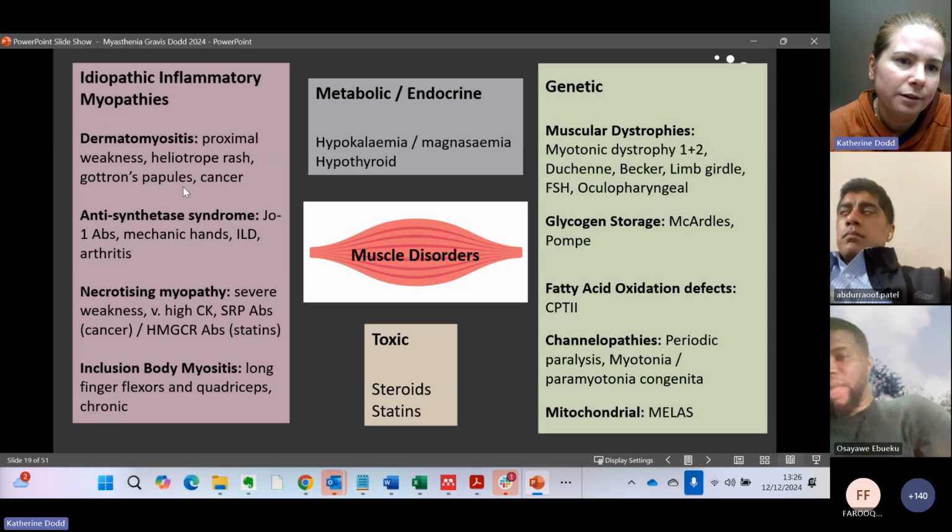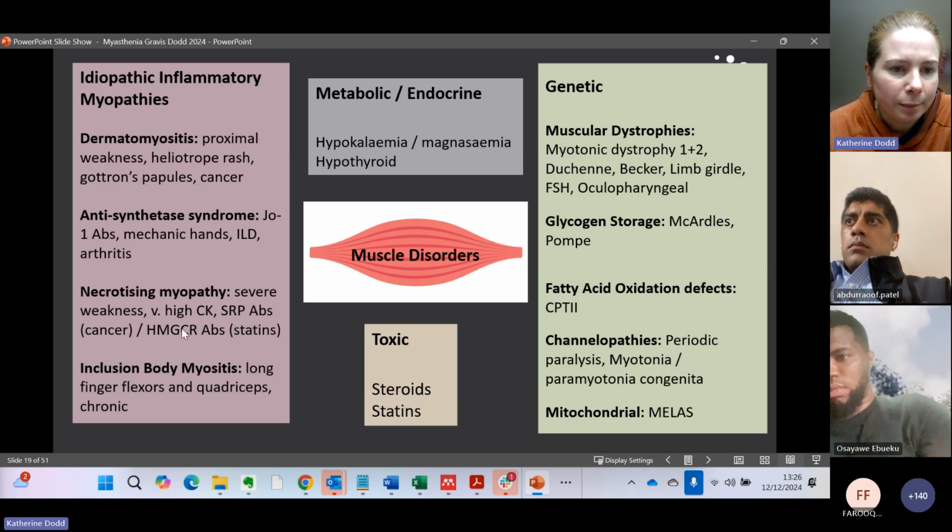So dermatomyositis, hopefully you'll notice the rash, the heliotrope rash or the Gottron's papules. Then there's antisynthetase syndrome, where you get mechanic's hands and interstitial lung disease along with a myositis. Necrotizing myopathy, we see really severe proximal weakness with a very high CK, which is associated with either these SRP antibodies, which you get as a paraneoplastic thing, or HMG-CR antibodies, which you get with statins.